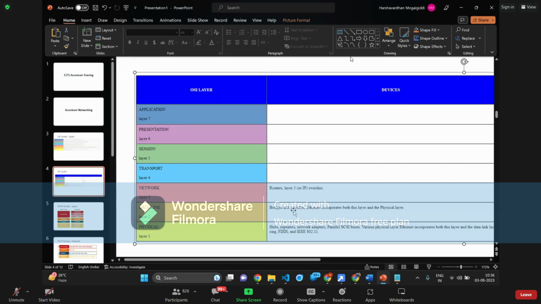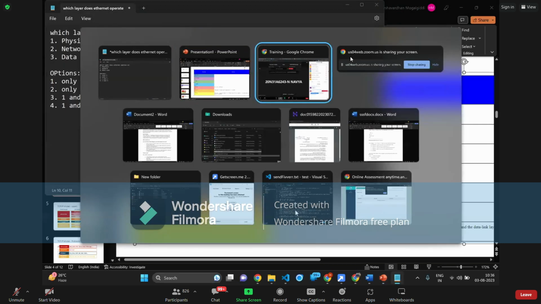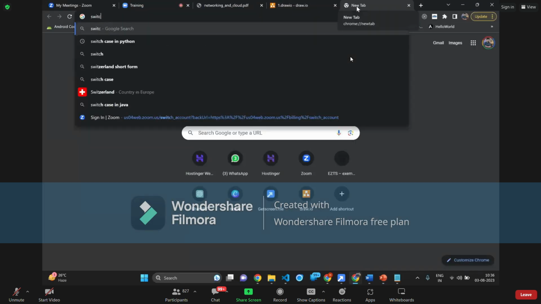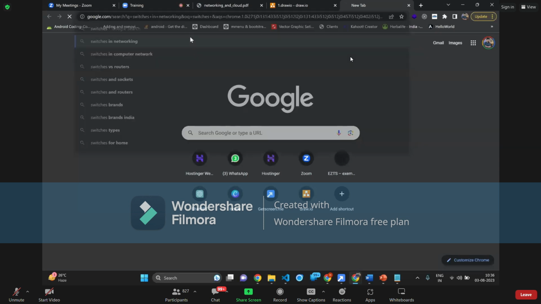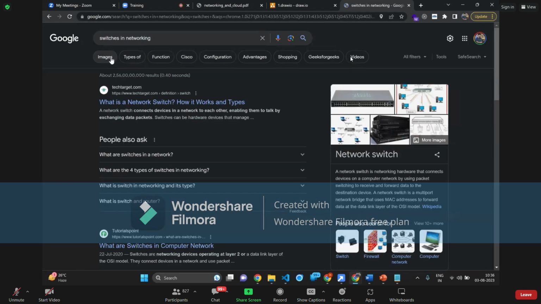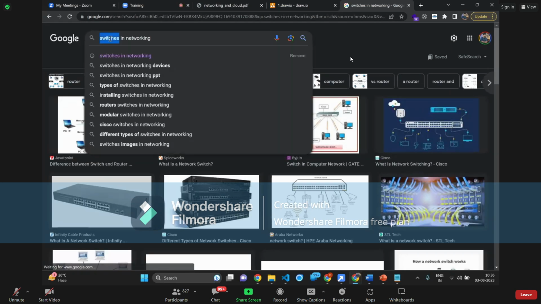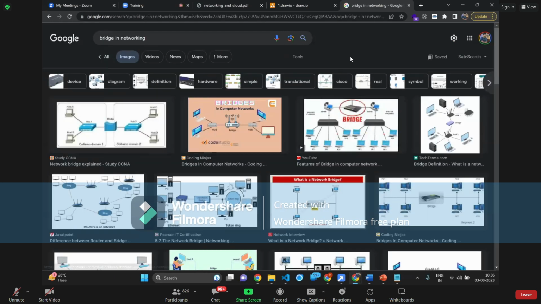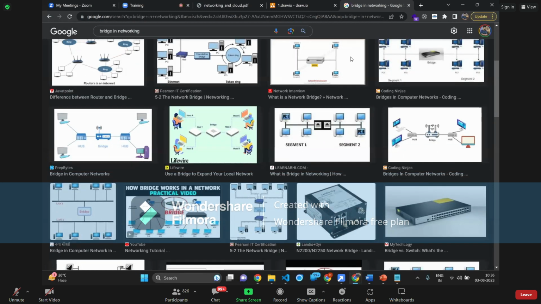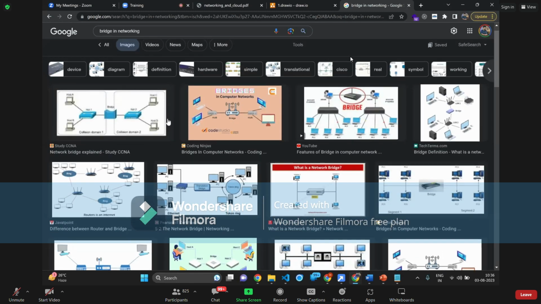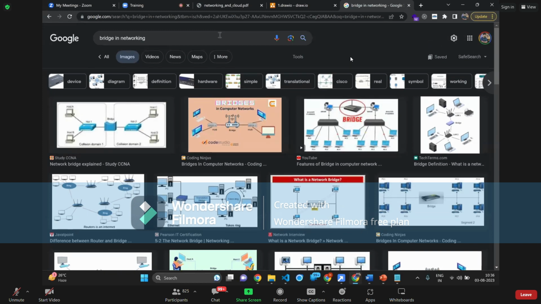So switch, I'll just show you. Let us Google now. Switches in networking images. Yeah, so this is a switch. This is how a switch looks like. Next is bridge. This is how a bridge looks like, right? It helps you connect different nodes. So your bridge and your switch.